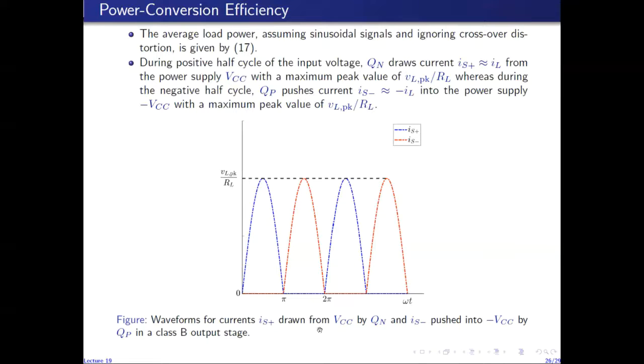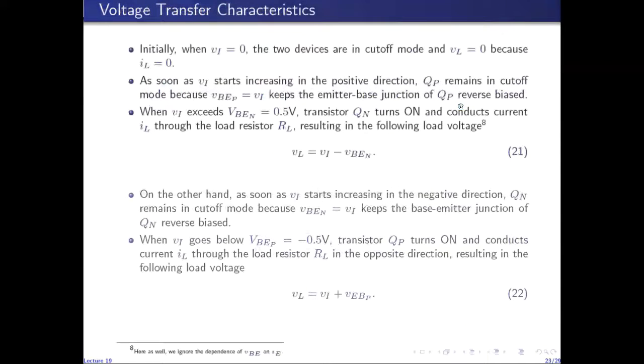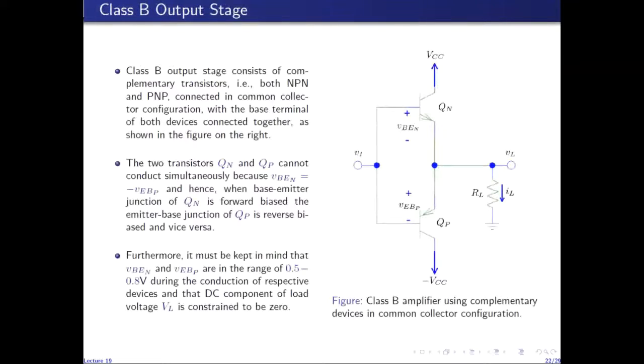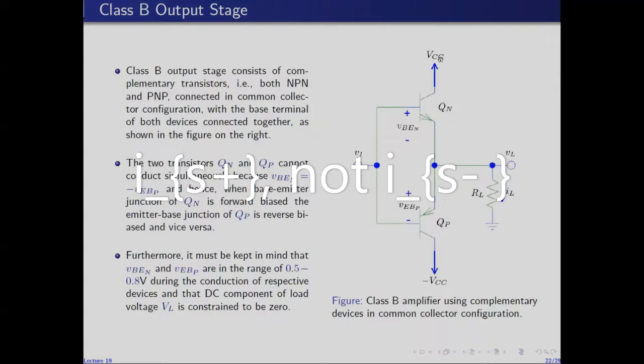On the other hand, during the negative half cycle, a similar half wave sinusoid current is pulled out of RL and pushed into minus VCC. So we get again a half sinusoidal waveform like this. But instead of drawing it in the negative direction, I have drawn it in the positive direction because it is IS negative. So if I go back to the circuit, IS negative flows in this direction.